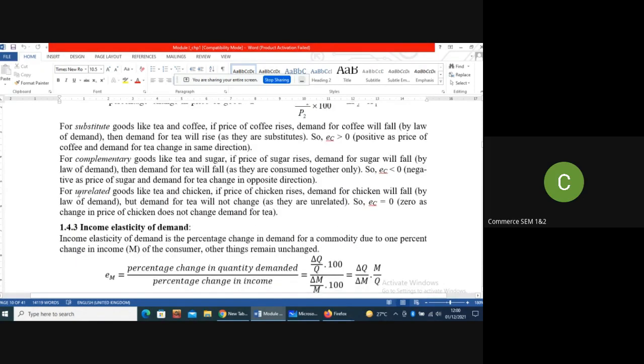So if the two commodities are unrelated goods like tea and chicken, the cross price elasticity will be zero. So again, by seeing the value of cross price elasticity, if it is equal to zero, we can simply say that the two goods must be unrelated, or there is no connection between the two goods. Fine.